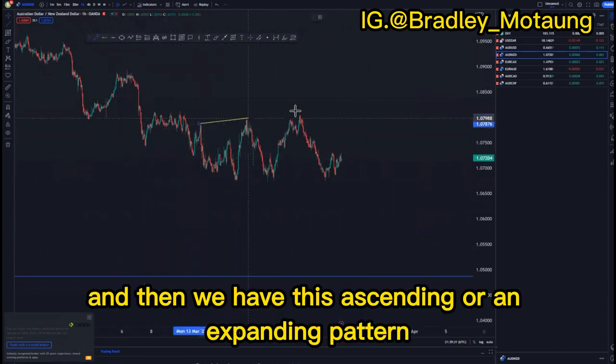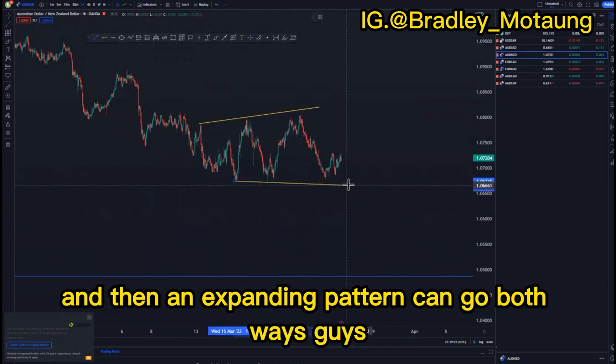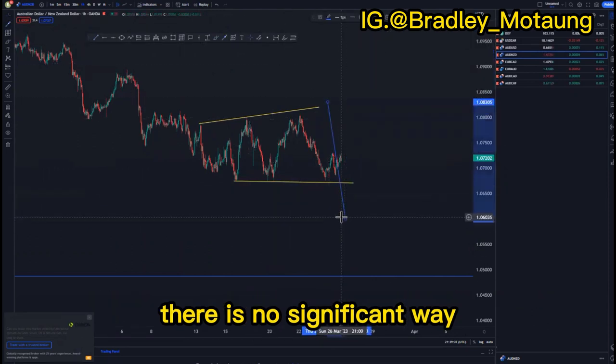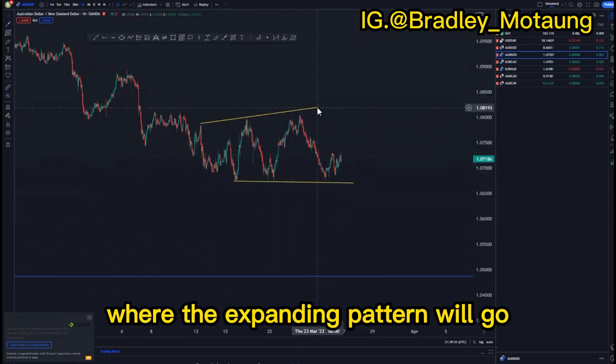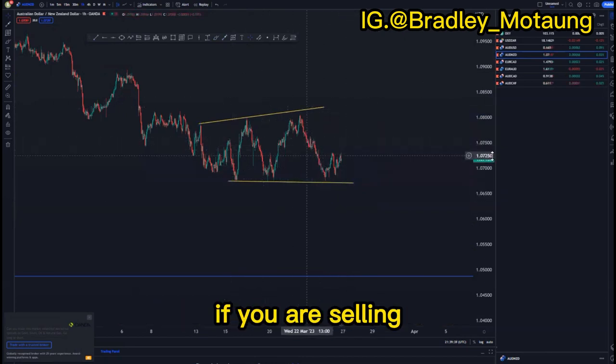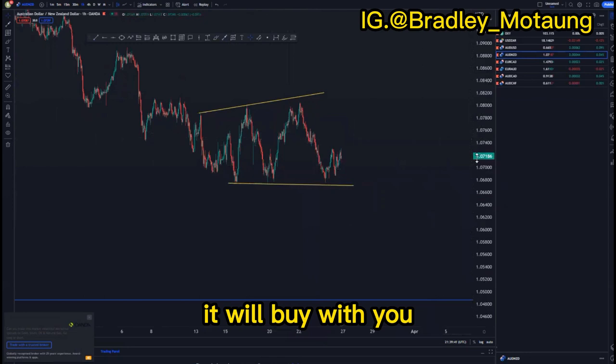And then we have this ascending or expanding pattern. An expanding pattern can go both ways, guys. It can go to the upside and it can go to the downside. There is no significant way where the expanding pattern will go. It just follows the direction. If we're selling, it will sell with you. If we're buying, it will buy with you.